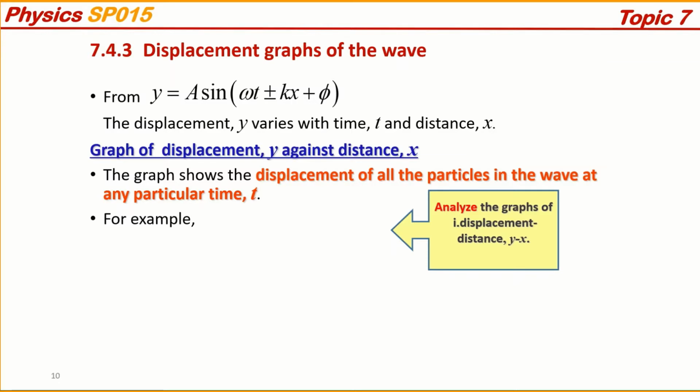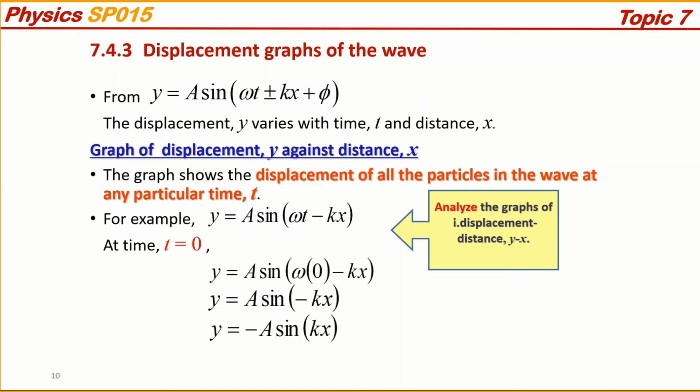and distance x. Graph of displacement y against x. The graph shows the displacement of the particles in the wave at any particular time t. For example, if you have graph y equals A sine omega t minus kx, at t equals 0, substitute t equals 0 in the equation, mathematical solution, so y equals negative A sine kx. Include in learning outcome.